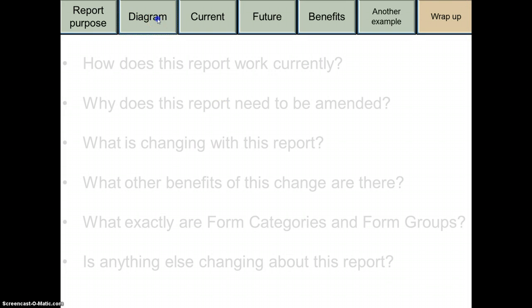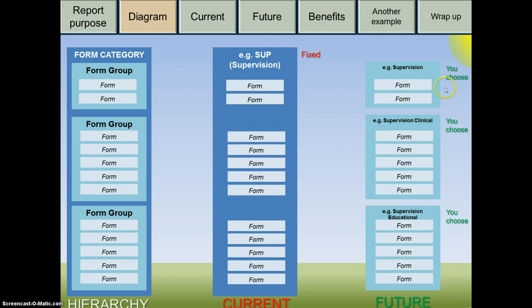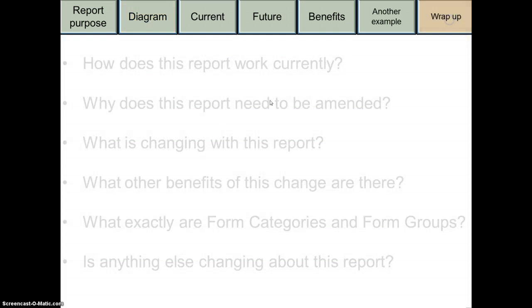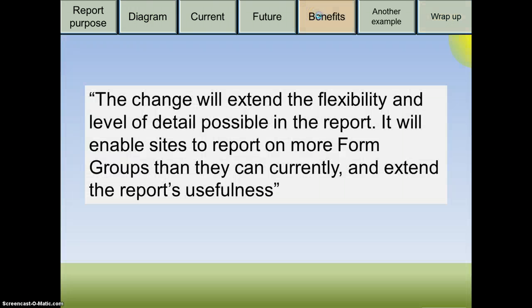So what's changing is that the report will now be grouping or counting forms at the form group level. Each of the totals will consist of fewer forms, but you can still get the same results. It's just in a slightly different way. The benefits are that the report will become more flexible and will have a lot more detail than you're previously having. You can report on more form groups than you're currently able to, and it would extend the usefulness of this report.